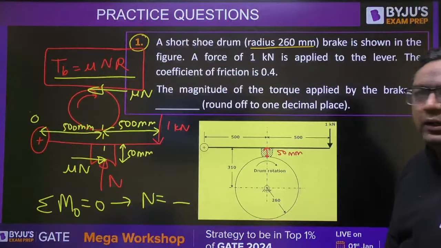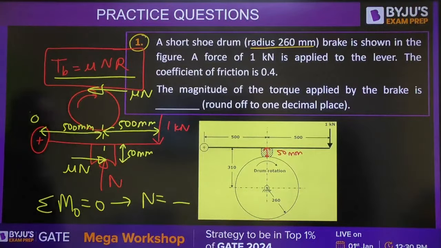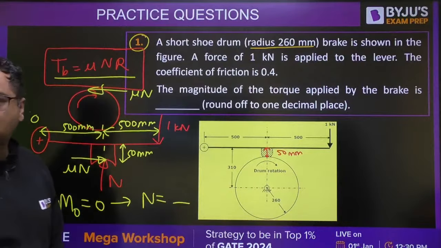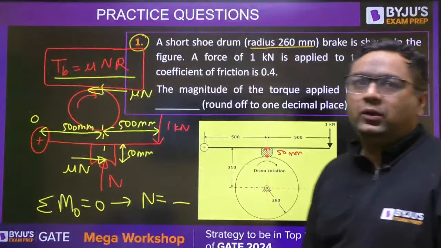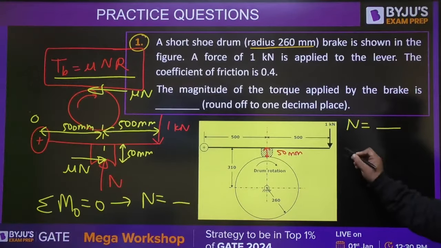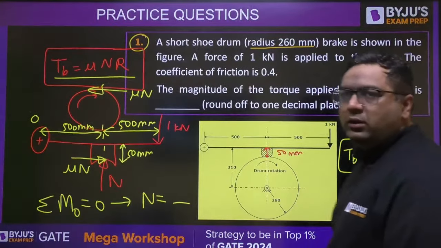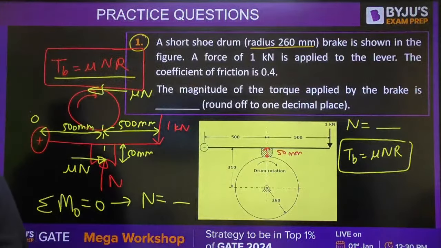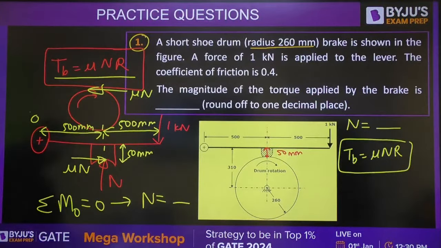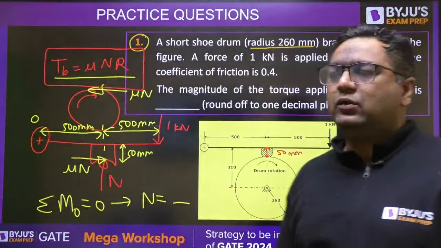Bhavya is saying 200 Newton meter. What about others? Bhavya, what are you getting as the normal reaction value? What you get as N will help you find the braking torque, mu N R. So this is a good question for machine design. You are getting around 1923 newtons. Fine, I feel you are getting a very nearby answer. What I got is near to that.